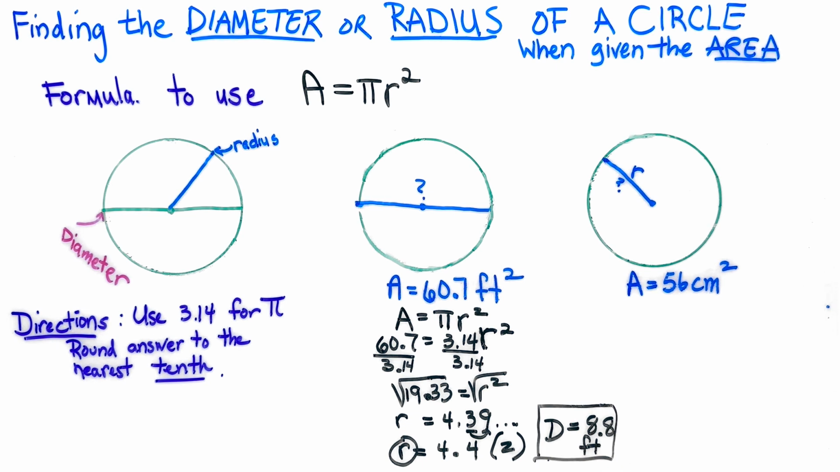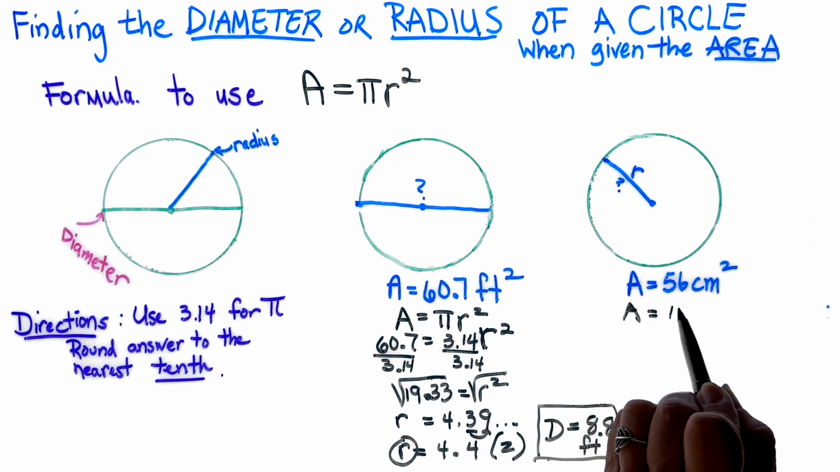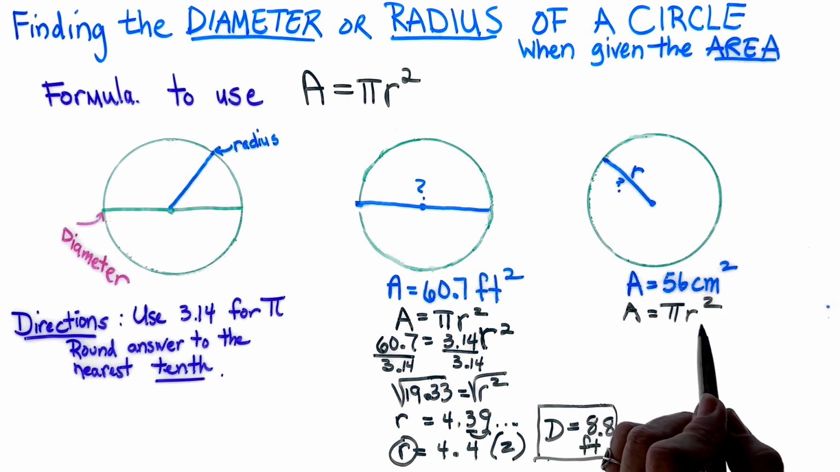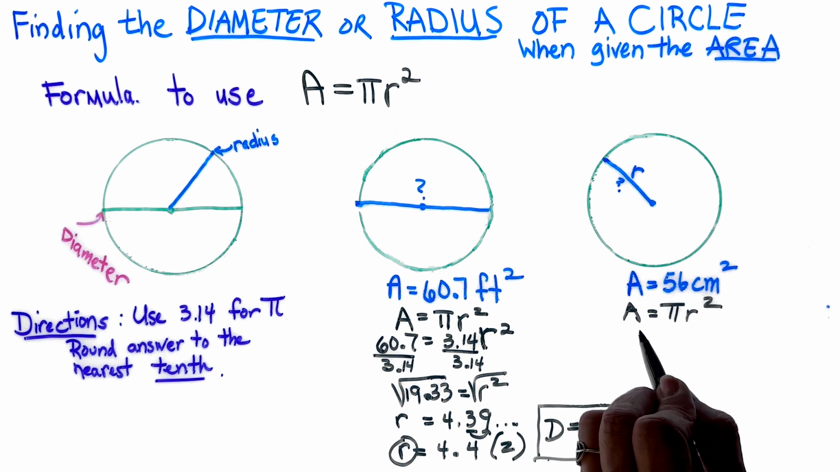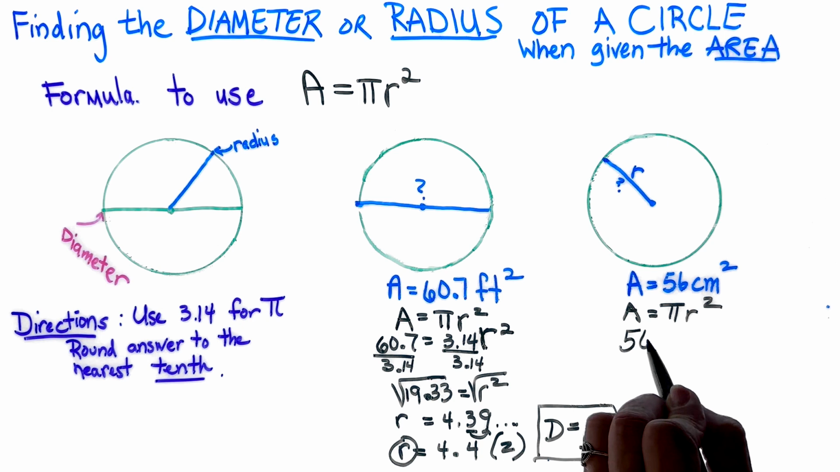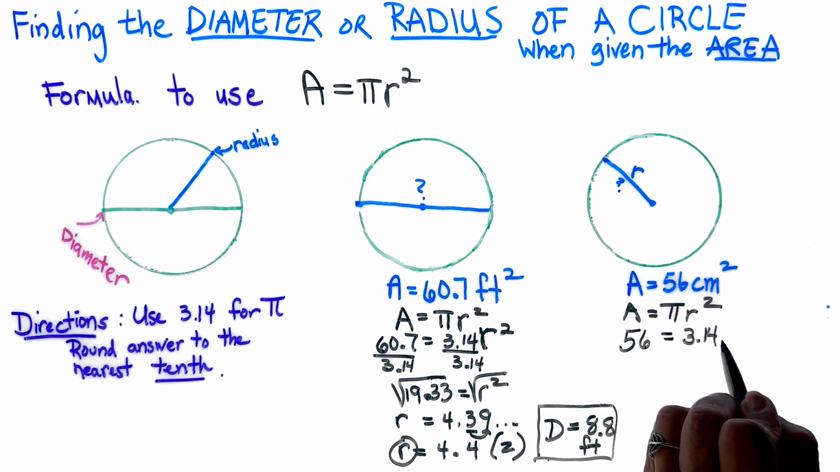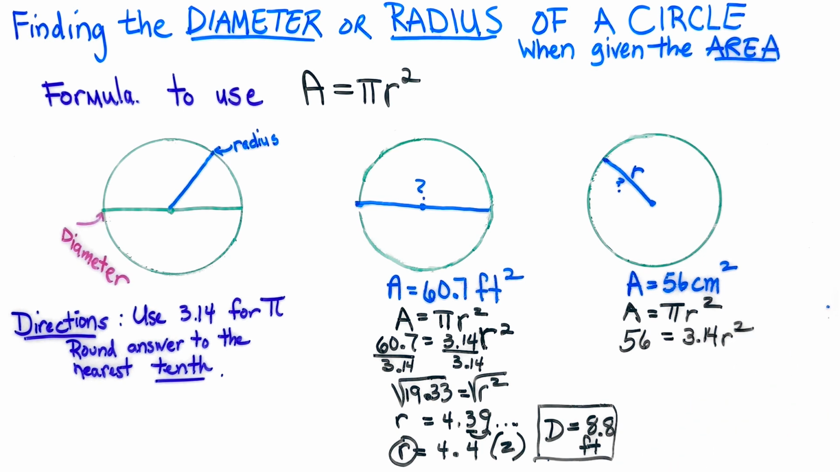All right, looking at the next problem, I see that they want me to find the radius, and again, they do give me the area. So I am going to write area is equal to pi r squared. There's our formula. This time it is 56 centimeters squared is the area. I'm putting in my 3.14 for pi. We do not know the radius, so it is r squared.